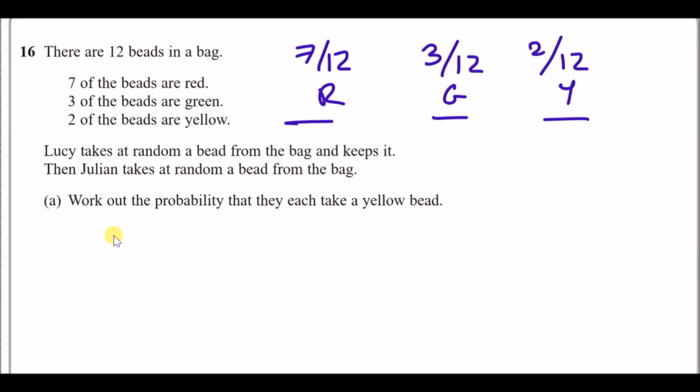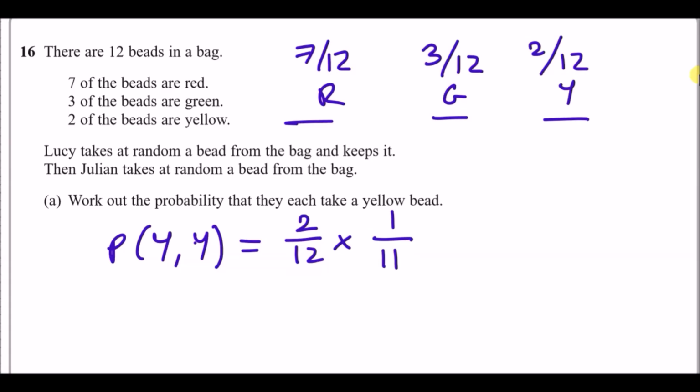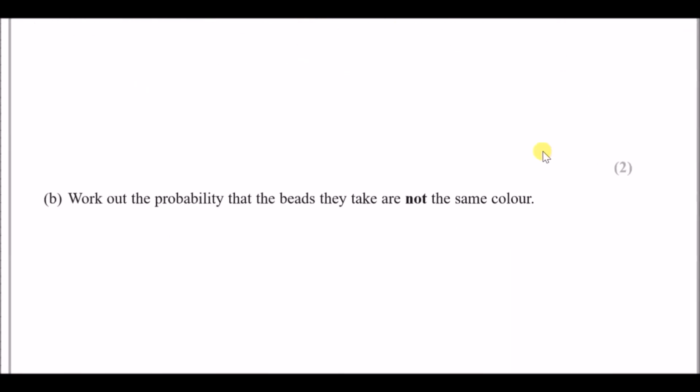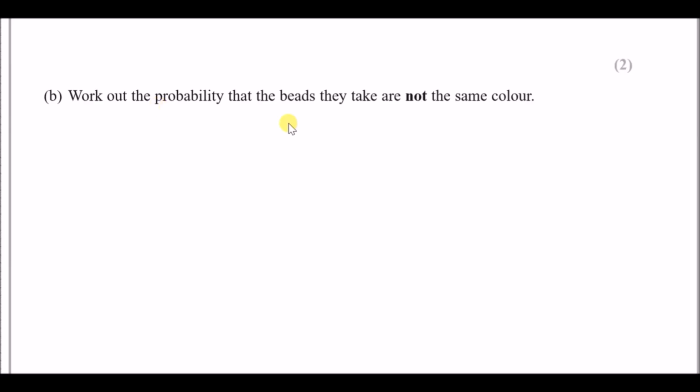Alright, so this is easy. So this is the probability of Lucy taking yellow first and then Julian taking yellow second. Now the probability of taking yellow first is, of course, you got 2 beads, so 2 out of 12. Now since Lucy keeps the bead, there's only 1 left and you now got a total of 11 beads in the bag. And this is simple probability. You literally just put this in a calculator and you're going to get a simplified answer of 1 out of 66. Okay, done.